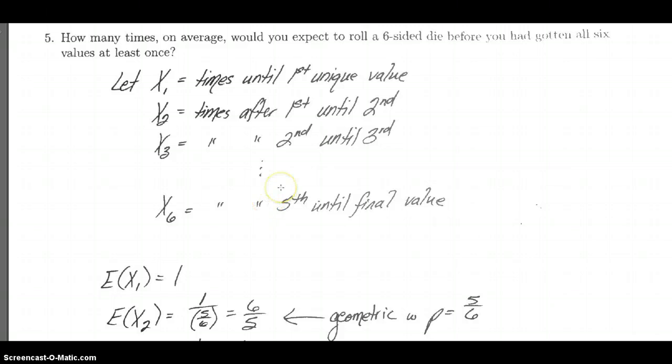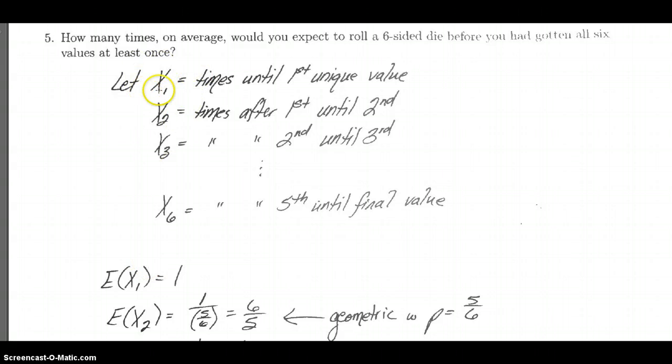Okay, so how many times would you have to roll a 6-sided die before you had gotten all 6 values? We could do this a few different ways. One is, let's create 6 different random variables. Now we don't want to do x1 equals how many times do we roll until we get a 1, x2, how many times do we roll until we get a 2, and 3, because that makes it very complicated when we go to do the calculations.